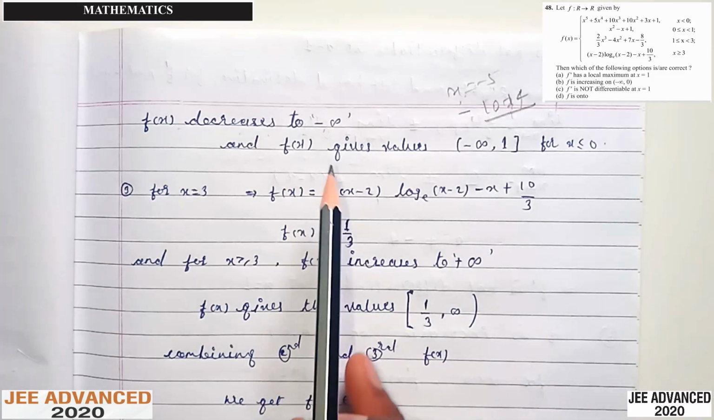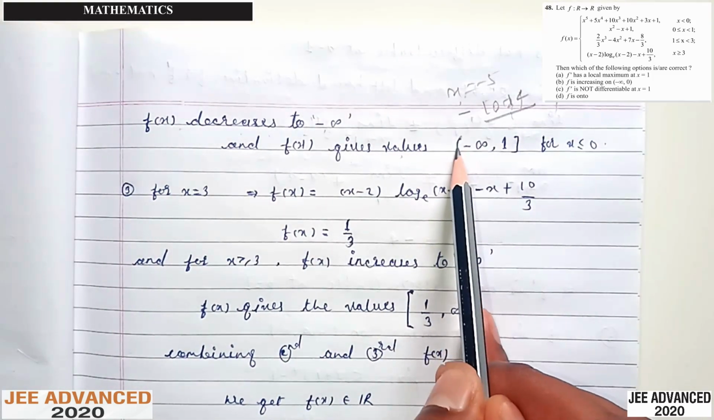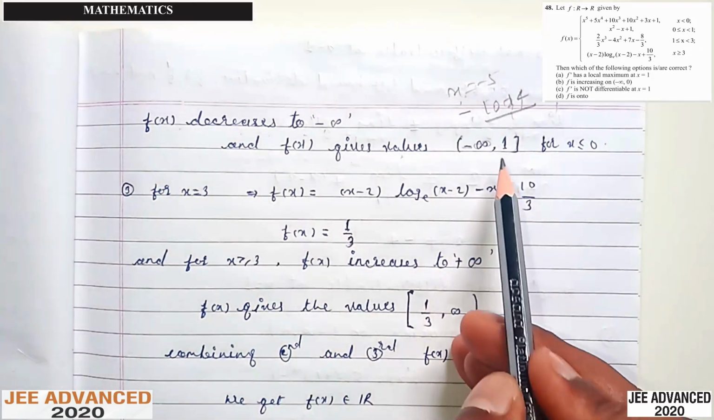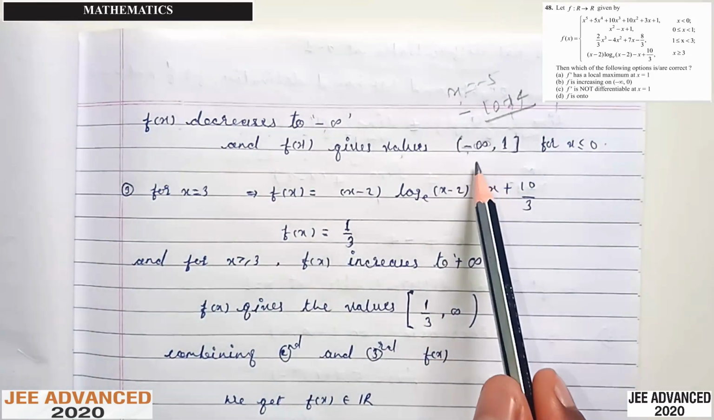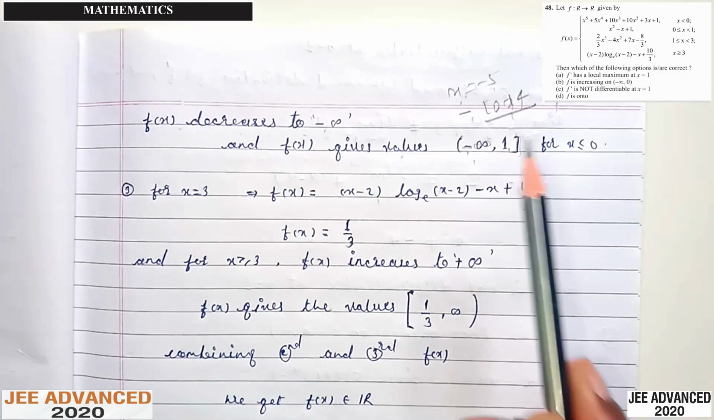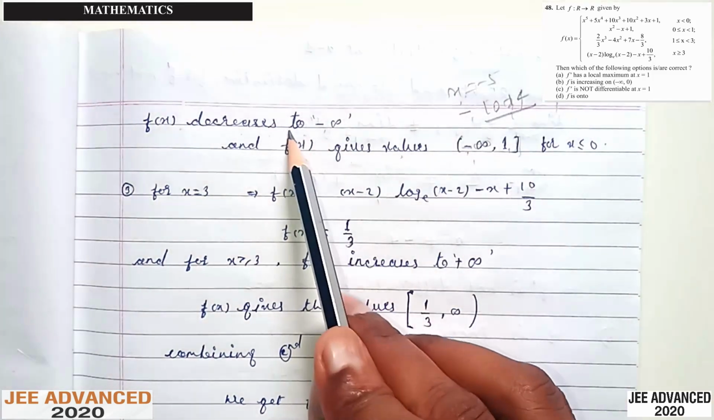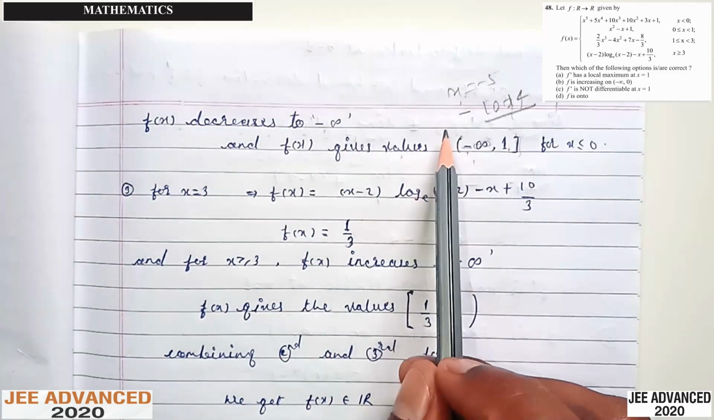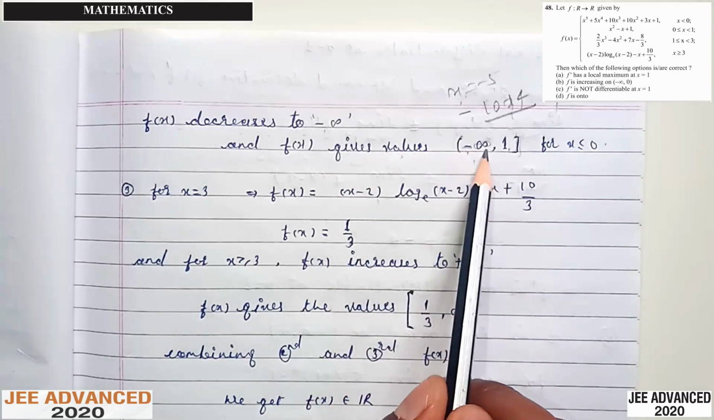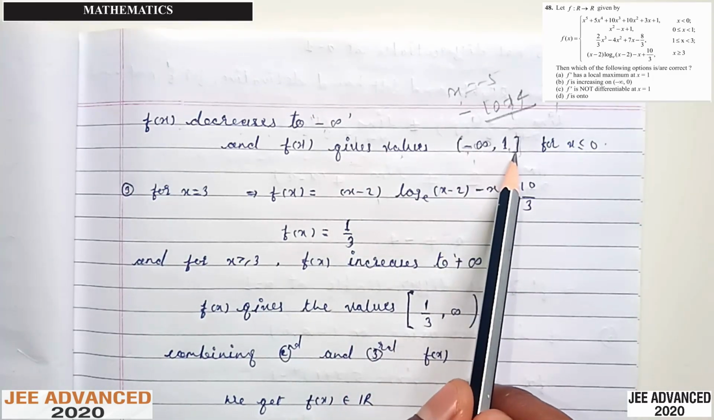That means our f of x gives values from negative infinity up to 1, with the interval open at negative infinity and closed at 1. We don't know exactly what the endpoint gives us, but we know the other point will give us 1. So the values of f of x for x smaller than 0 lie on the interval negative infinity to 1.